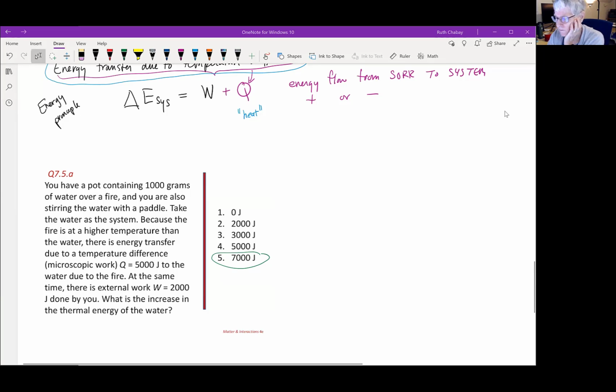So we have the change in energy of the system is W plus Q. We did 2,000 joules of work, and there was 5,000 joules transferred due to a temperature difference. And so 7,000 joules of energy were put into the system by these different mechanisms. And that's the increase in the energy of the system.